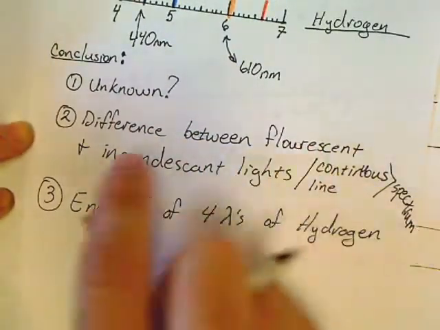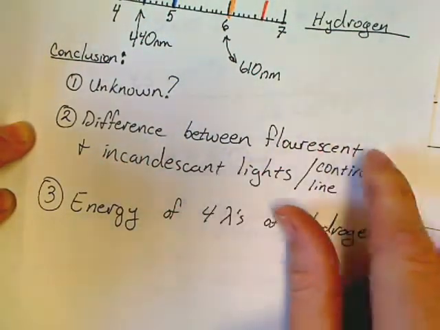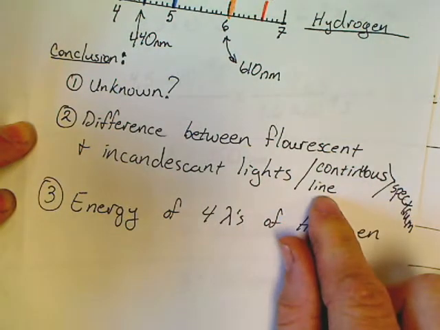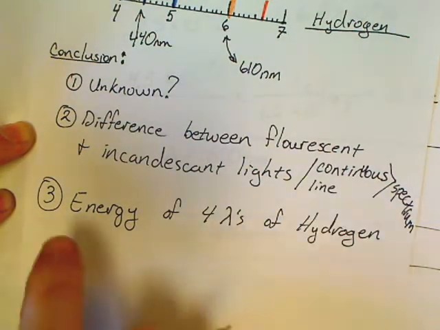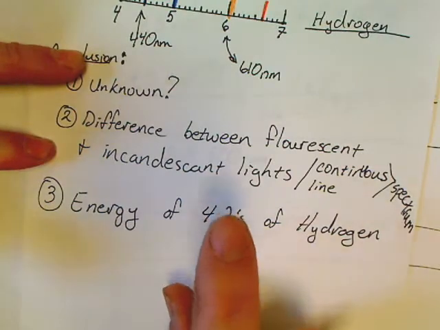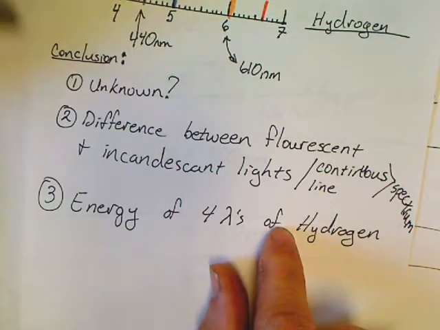So what I'm going to have in my conclusion: what is the unknown? What is the difference between fluorescent and incandescent bulbs? One of them is continuous, one of them has a line spectrum. Identify that. And last thing, what are the energies of the 4 wavelengths of hydrogen?